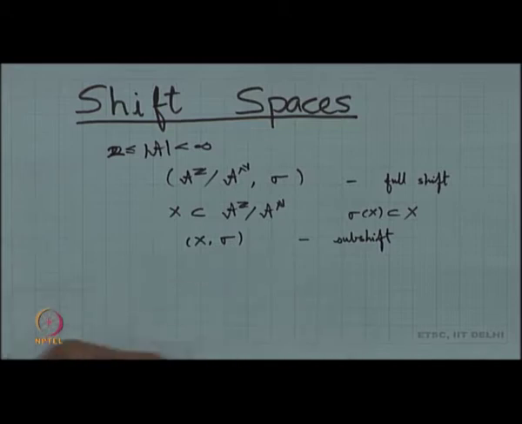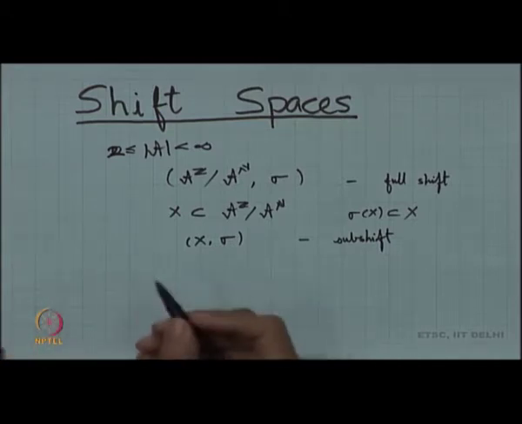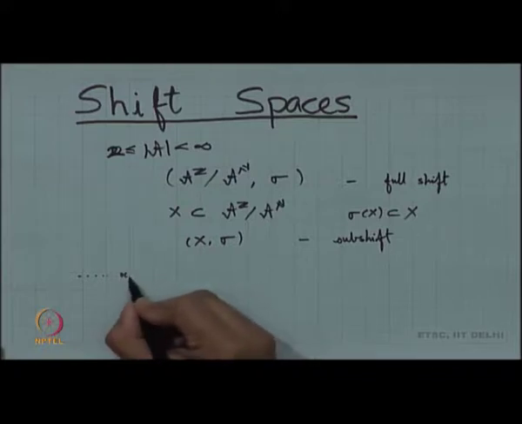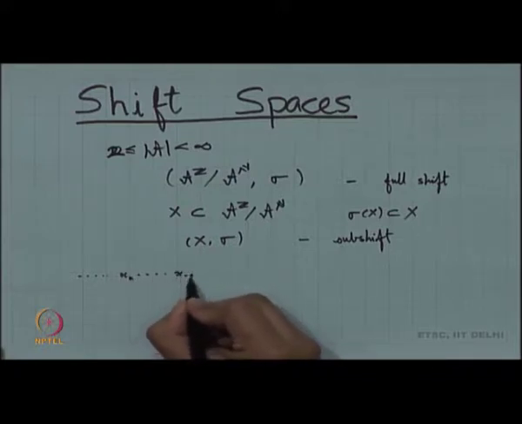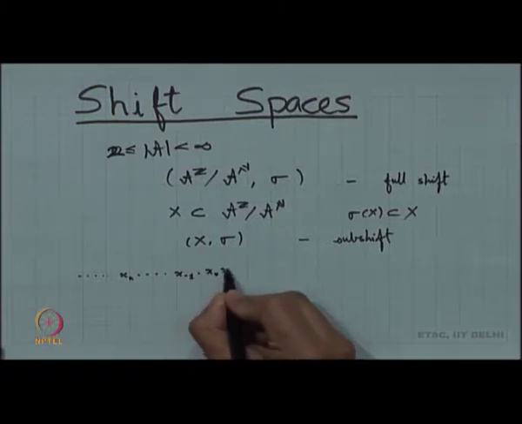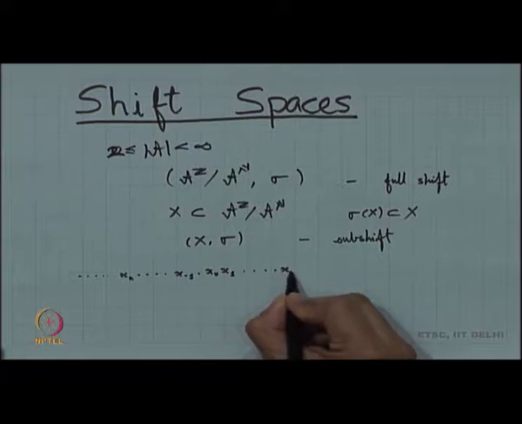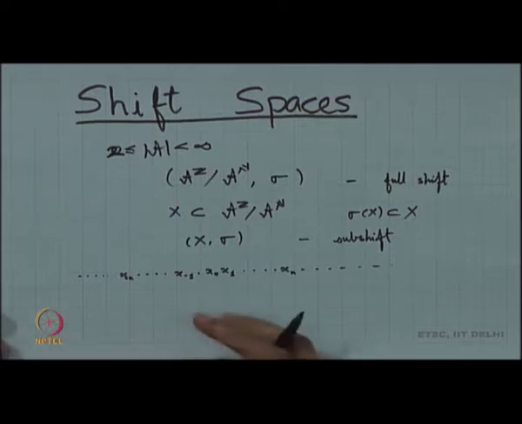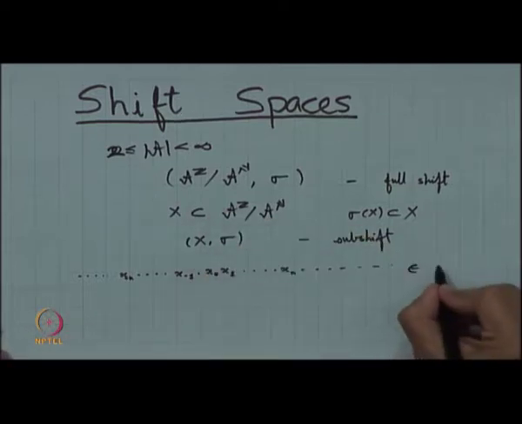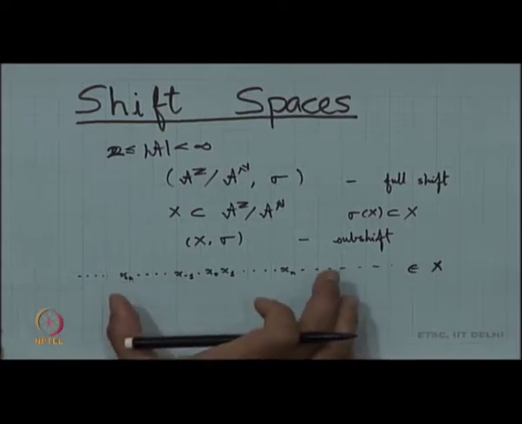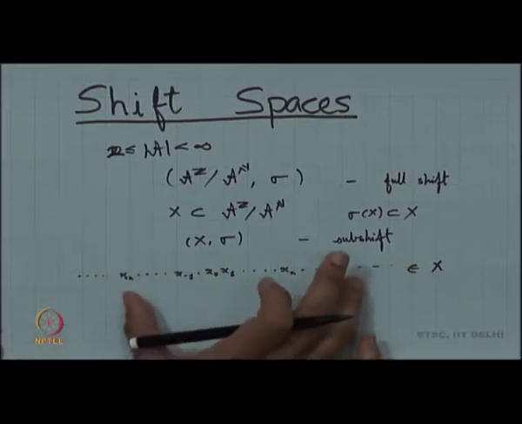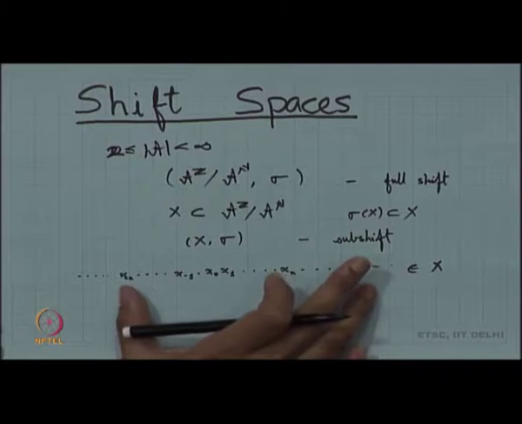Now, a typical element of the subshift, let us take the two sided full shift, could be thought of as something of the form x_{-n}, ..., x_{-1}, x_0, x_1, ..., x_n, and so on. This is a typical element of X, but many times we are not interested in looking into this, which is basically some kind of one dimensional shift. We are interested in some kind of higher block version of the same shift.